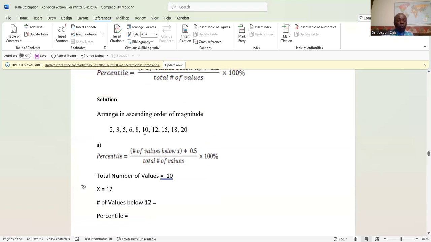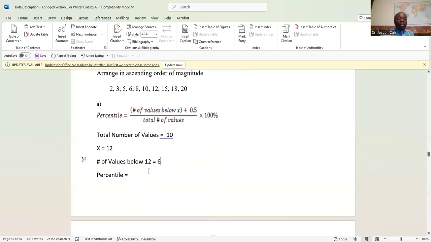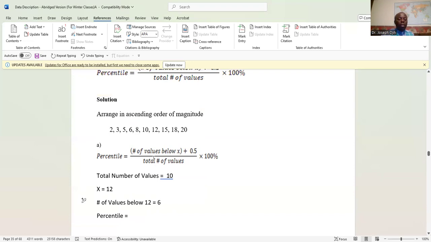This is 12 right here. How many are below? 1, 2, 3, 4, 5, 6. 6 numbers are below 12. So the percentile rank becomes, see the formula here, the number of values below X plus 0.5, divided by the total number of values, times 100. We have this 0.5 because you are moving from discrete to continuous. So this is a continuity correction factor.